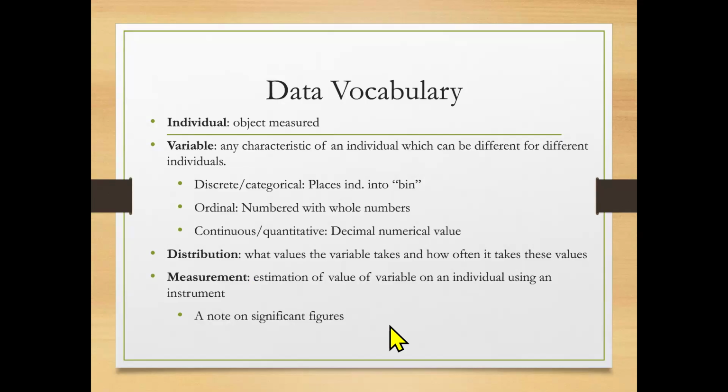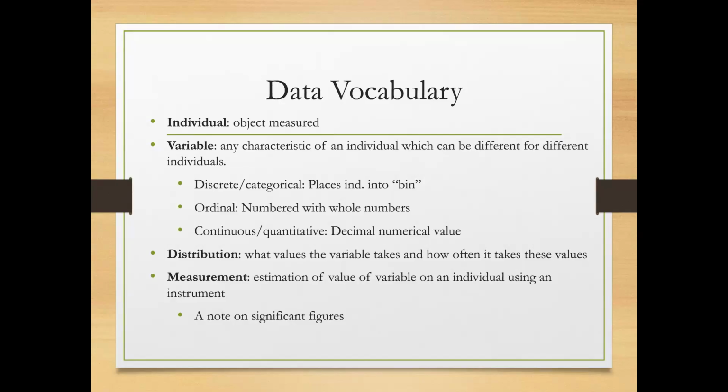So the individual is just a way of saying the thing we're measuring. A variable is going to be any characteristic that can be different for different individuals. And we can have variables serve different roles in our statistical context. So we may have variables that are our response variable, the thing that we want to see what happens to. We might have variables that are our explanatory variables, right? And those are ones we think are going to have some effect on our response variable. So those are different ways we can talk about variables.